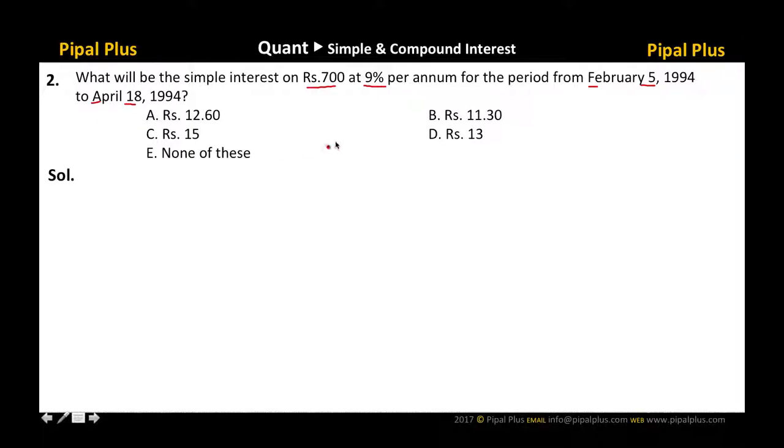So let's start. The first thing that we notice is that the year 1994 is not a leap year. For a year to be a leap year and February to have 29 days, the last two digits must be a multiple of 4. We notice that 94 is not a multiple of 4. So the February of 1994 is going to have only 28 days.